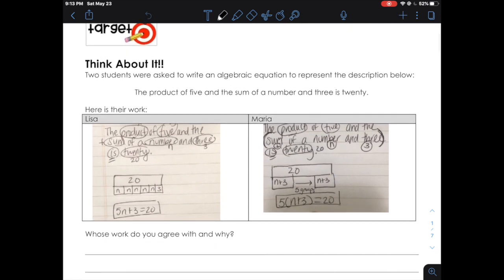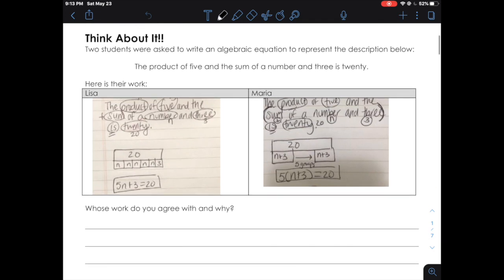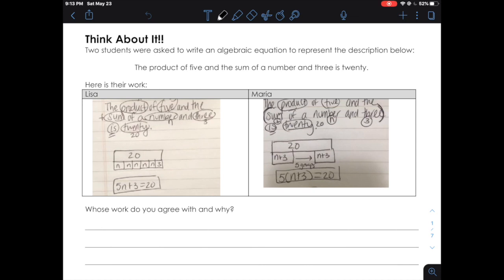Your think about it says, two students were asked to write an algebraic equation to represent the description below. The product of 5 and the sum of a number and 3 is 20. Here is their work. We've got Lisa's work and we have Maria's work. It looks like they marked up the text and then drew different bar models. So it's asking you, whose work do you agree with and why? Go ahead and pause the video and see if you can do the think about it on your own.